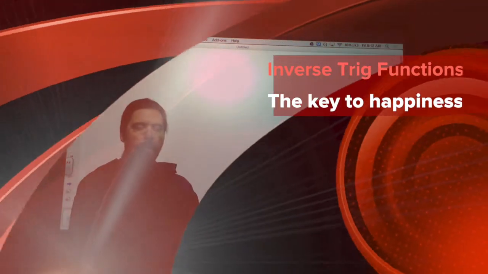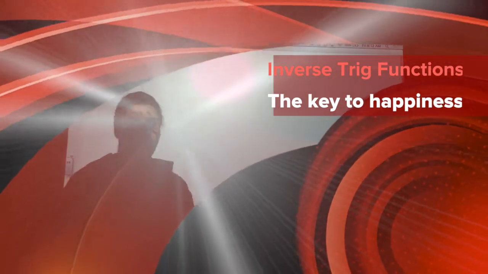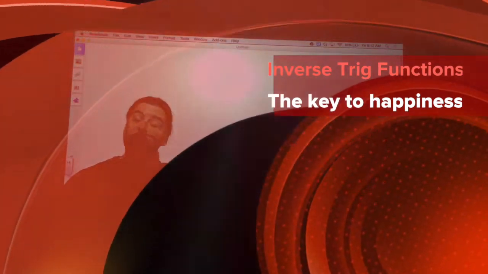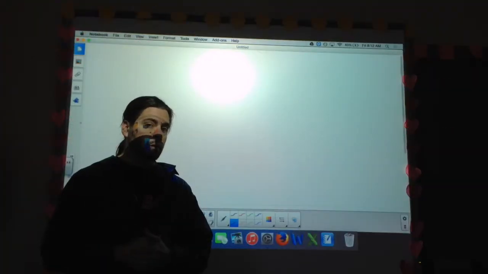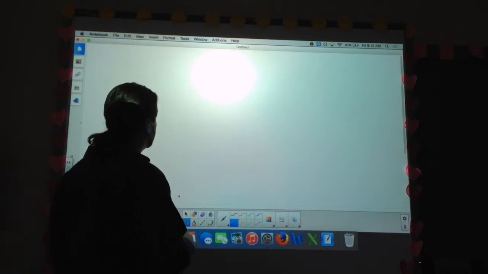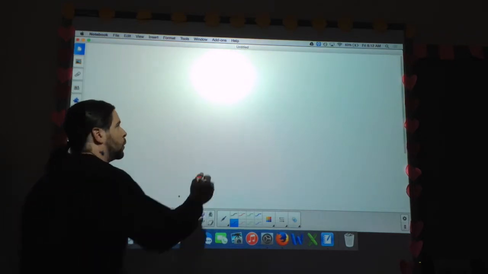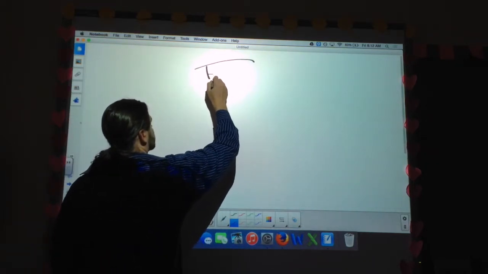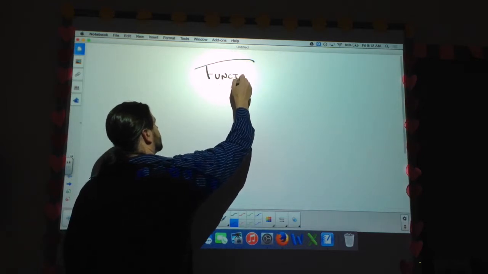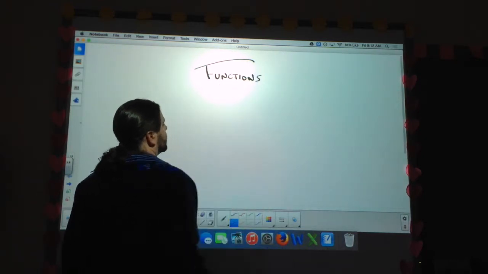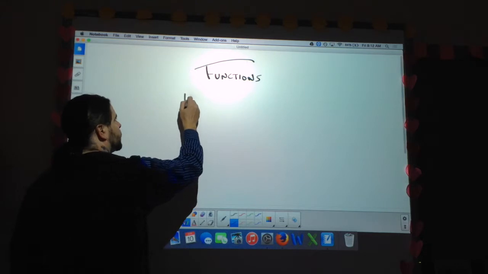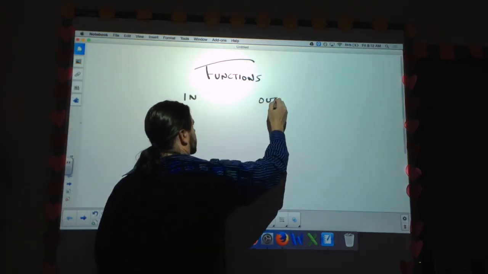Good morning. We are making a video today about inverse trig functions and how to use them to solve equations. So the first thing we have to remember is kind of like what a function is. Functions are machines that do stuff, and functions have an input and an output.